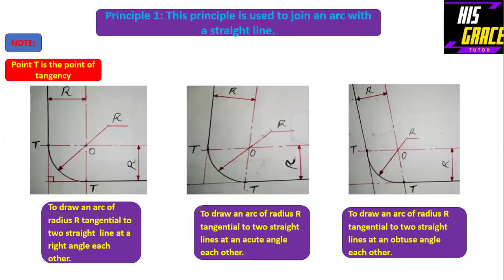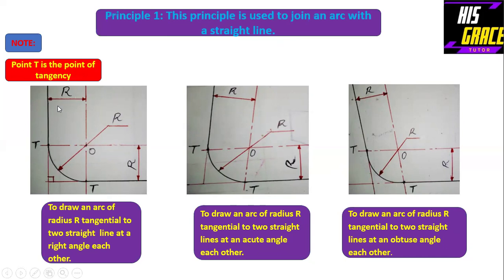For the application of principle 1, as you can see here, this principle is used to join an arc with a straight line. According to what I put here, you should know that point C is the point of tangency. So this is the point of tangency here, and the point of tangency here.